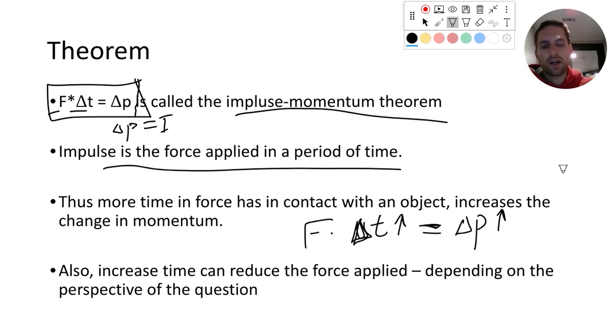If we increase the time, and what it's saying here, it can reduce the force depending on the perspective of the question. For instance, if you have F equals change in momentum over t, and you have a larger time, well, that would mean that your force would decrease if your momentum stayed the same. So bigger time, smaller force.